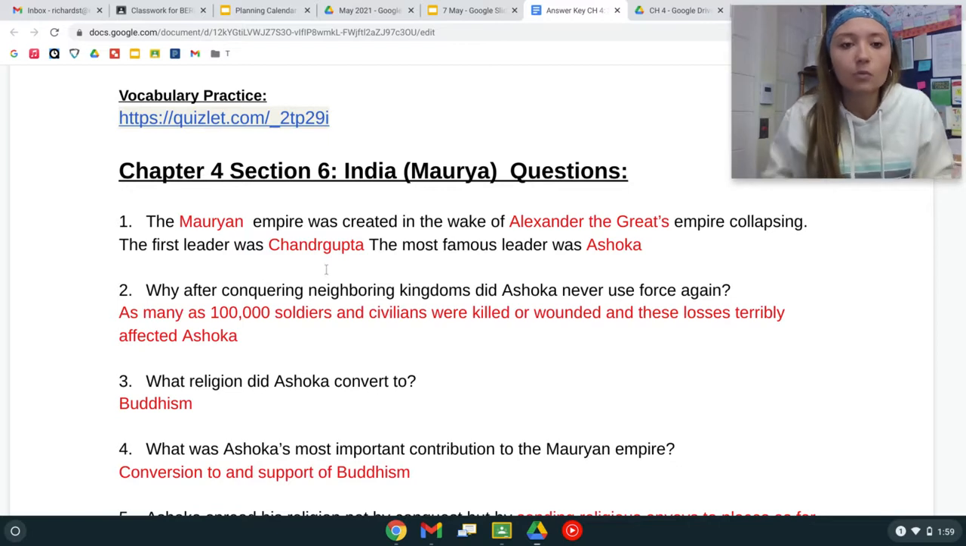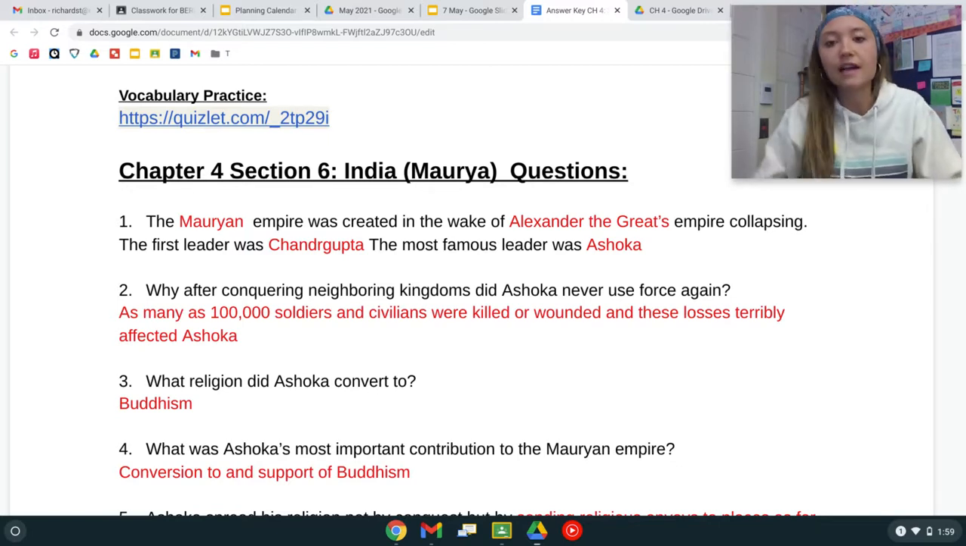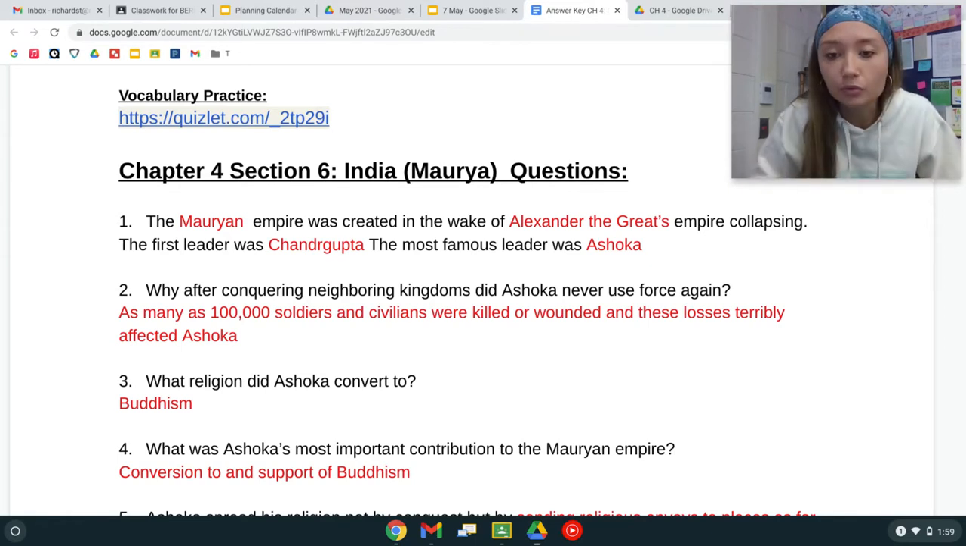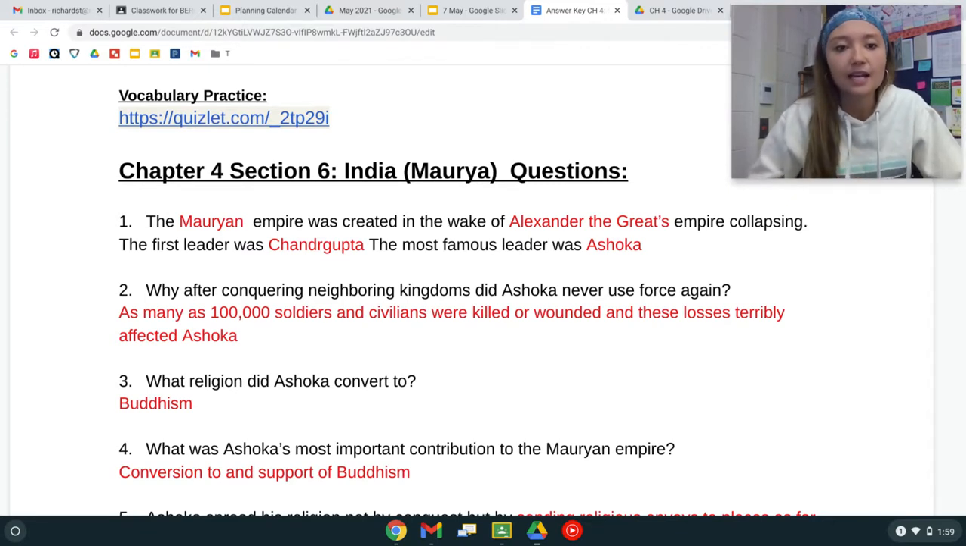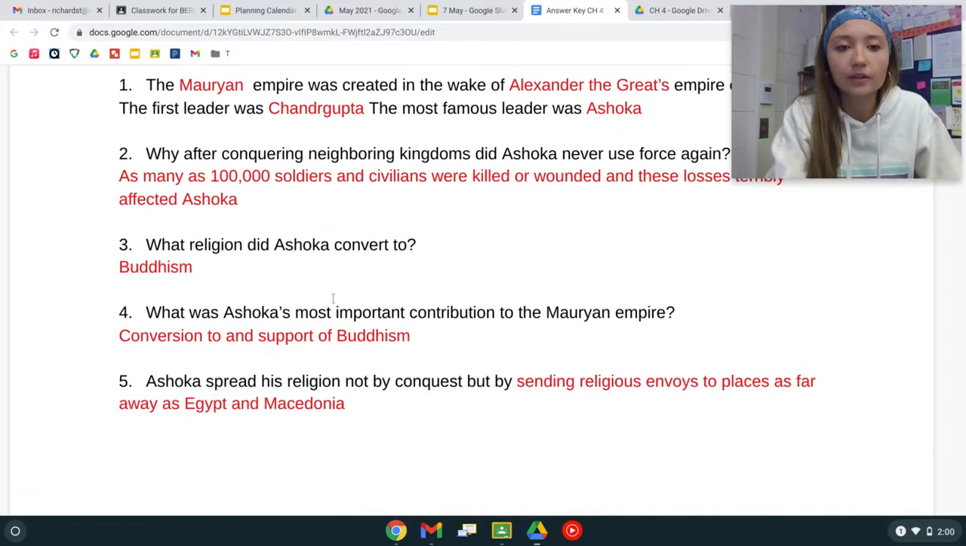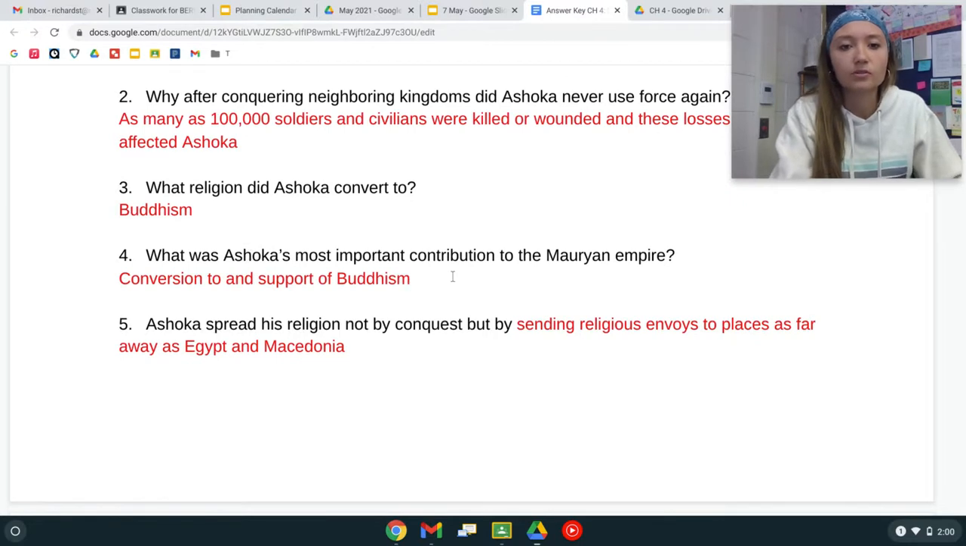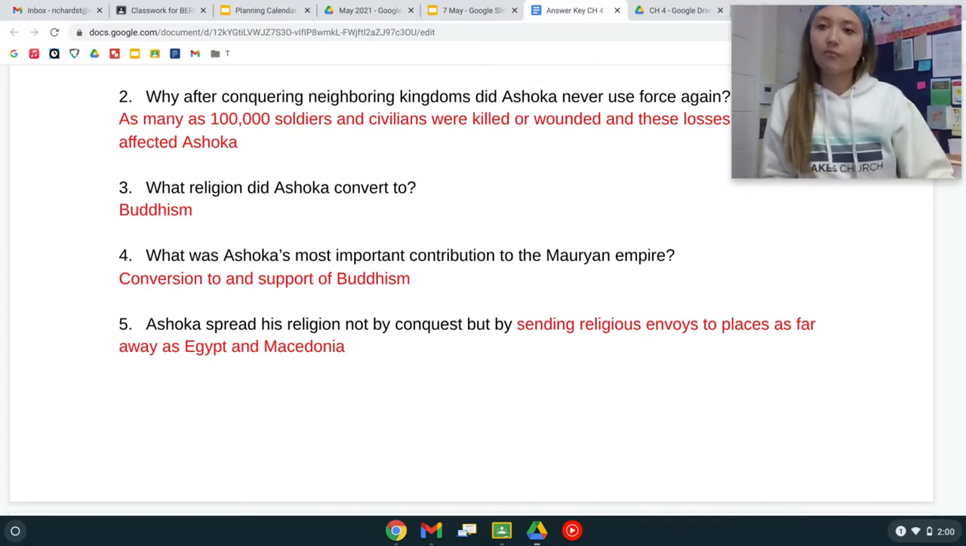Number 2, why after conquering neighboring kingdoms did Ashoka never use force again? As many as 100,000 soldiers and civilians were killed or wounded. These losses really affected Ashoka. He felt bad about this. He wasn't a tyrant, power hungry, and he instead saw this terrible loss of life, and he really changed from that. Number 3, what religion did Ashoka convert to? Buddhism. Number 4, what was Ashoka's most important contribution to the Mauryan Empire? It was his conversion to and then support of Buddhism.